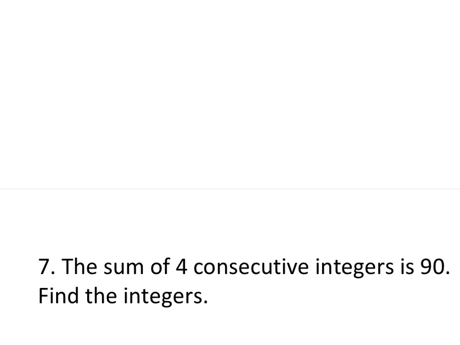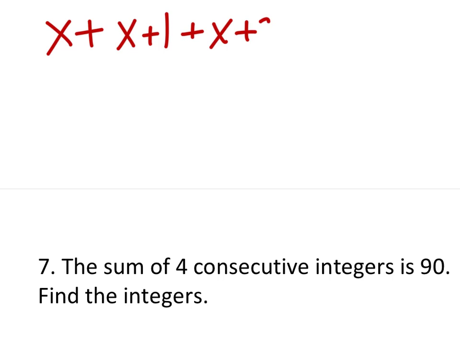All right, for number 7, I'm going to put this at the bottom. I hope you guys are okay with that. But I know I have 4 consecutive integers whose sum is 90. So if I take x, consecutive integers means they're all right after each other. So I have x. The next term would be x plus 1. The next term would be x plus 2. And our final term would be x plus 3.